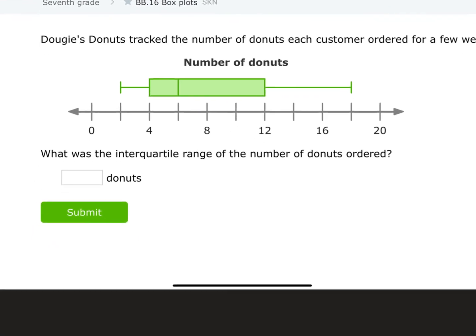What is the interquartile range of 12 and 4? 12 minus 4 is, tell me in the chat, 8. Good job.